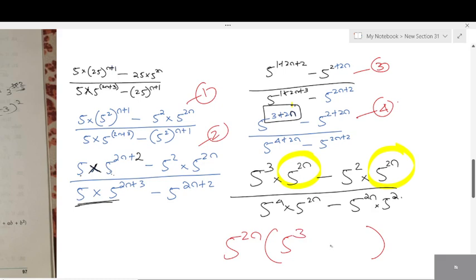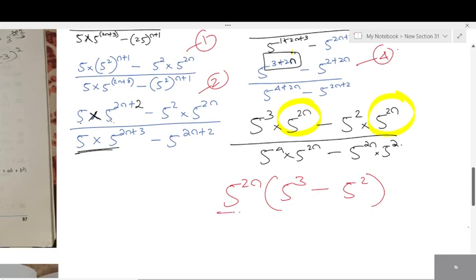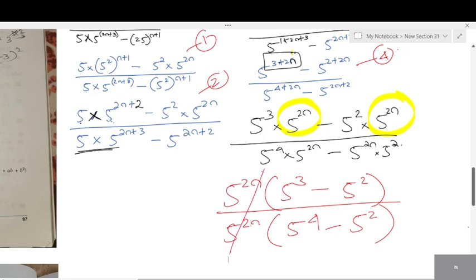Next, tell me in the denominator what is common? What is common? 5 to the power of 2n. What is left in the denominator? Then we cancel 5 to the power of 2n and 5 to the power of 2n. The reason to eliminate the variable, this is how we have to do. We have to take the common value to eliminate the variable.